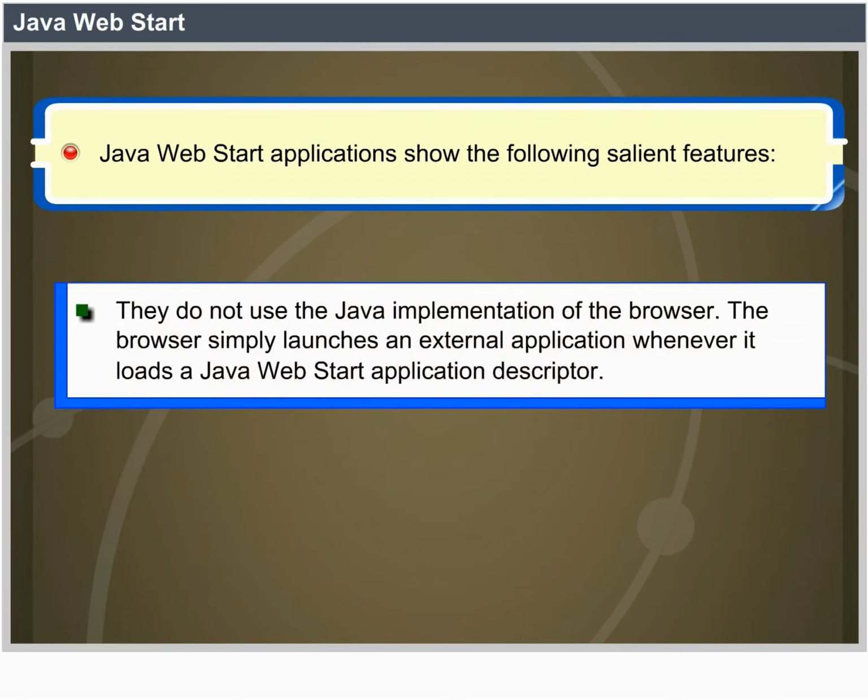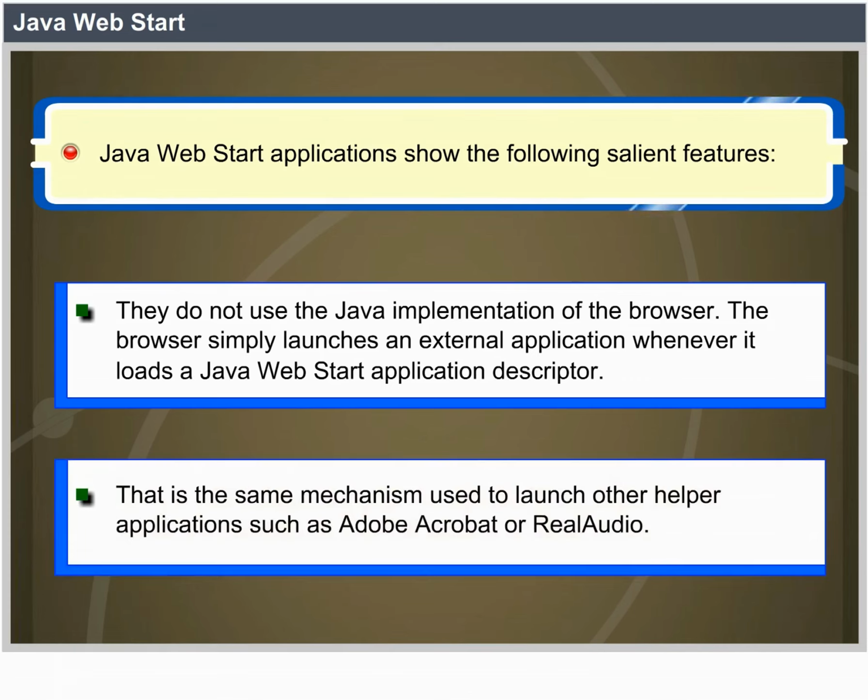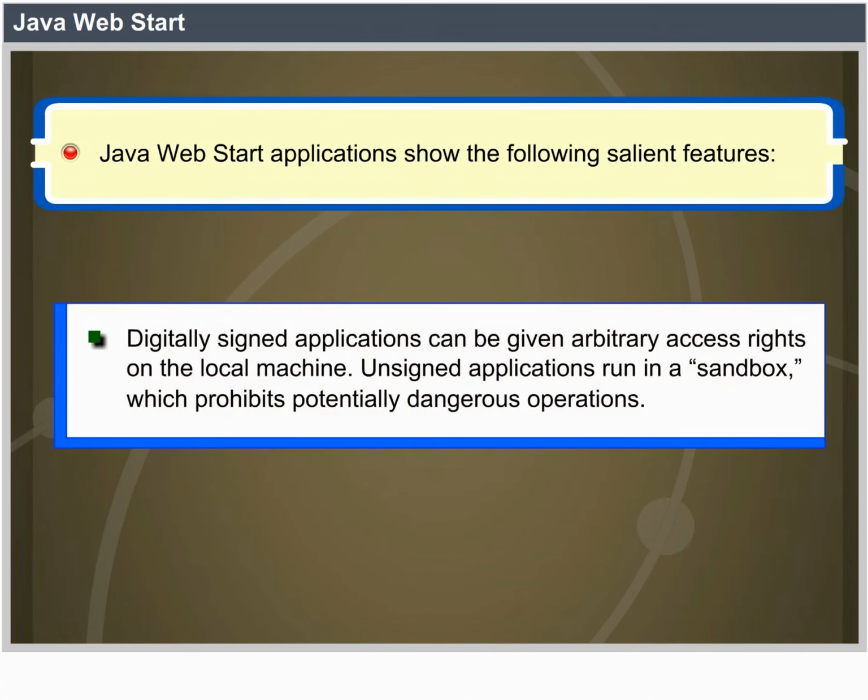They do not use the Java implementation of the browser. The browser simply launches an external application whenever it loads a Java Web Start application descriptor. That is the same mechanism used to launch other helper applications such as Adobe Acrobat or Real Audio. Digitally signed applications can be given arbitrary access rights on the local machine. Unsigned applications run in a sandbox, which prohibits potentially dangerous operations.